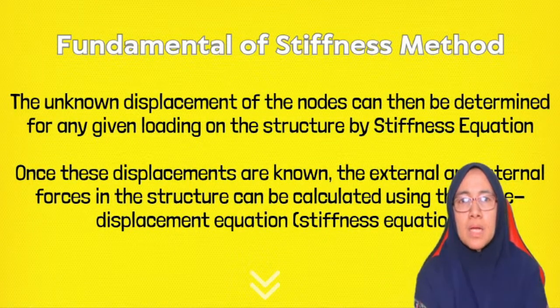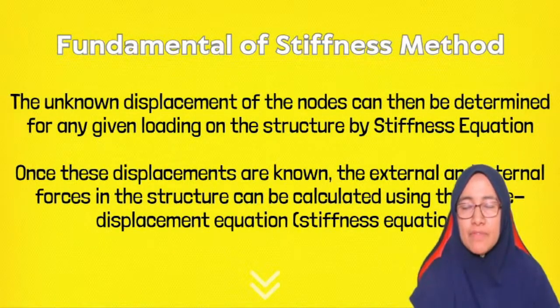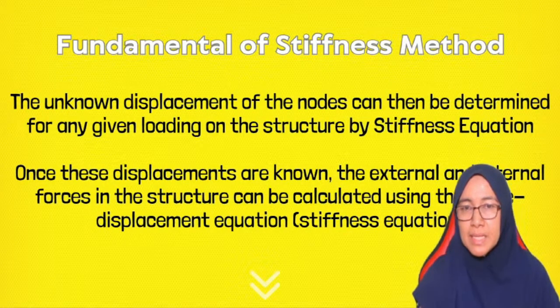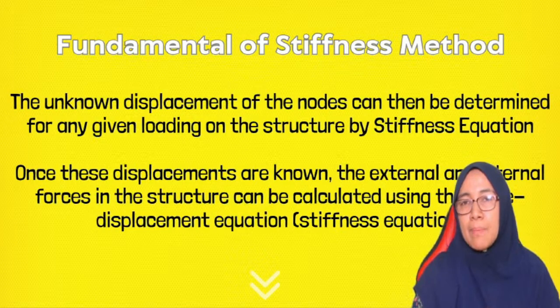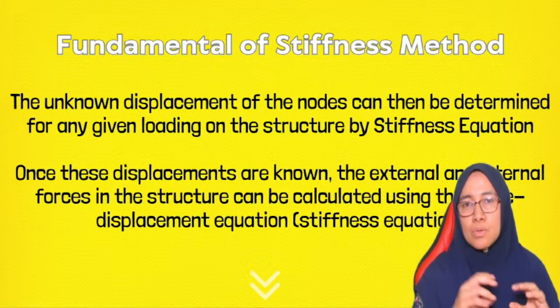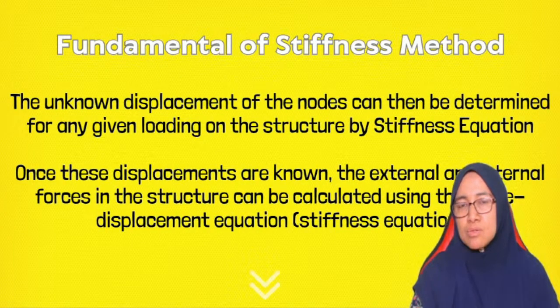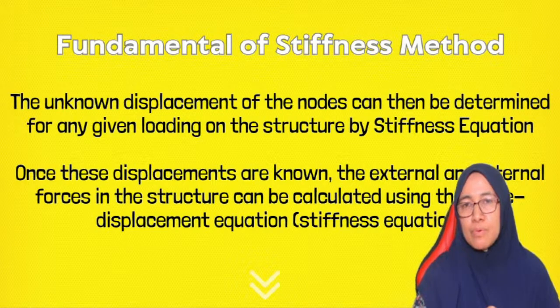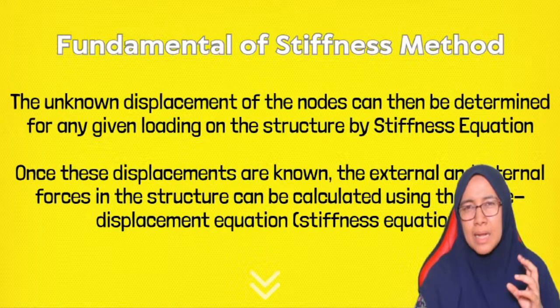The unknown displacement. After producing the element stiffness matrices, we combine them to have the structure stiffness matrix. After that, we have to apply the stiffness equation, which is Q is equal to KD. Q is forces, K is stiffness matrix, D is displacement. By having this, we can solve the equation for the unknown displacement. After that, we will produce the reaction forces at the support, and in truss, we can continue to calculate member forces.